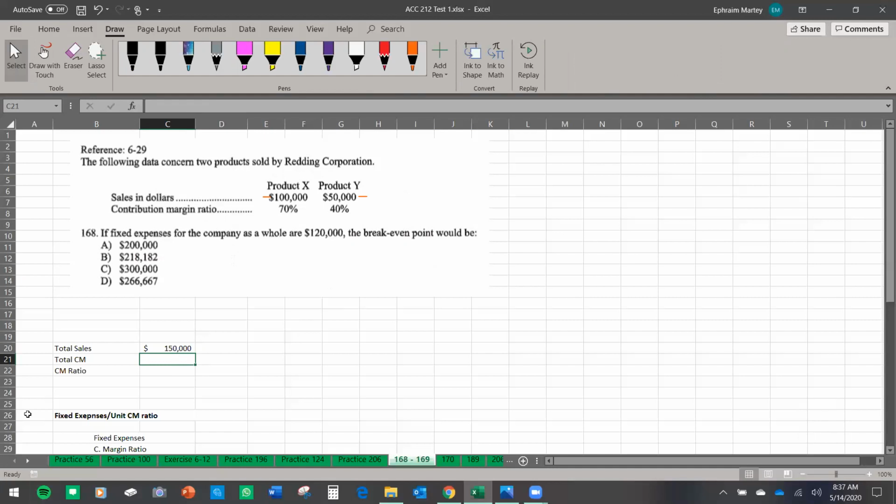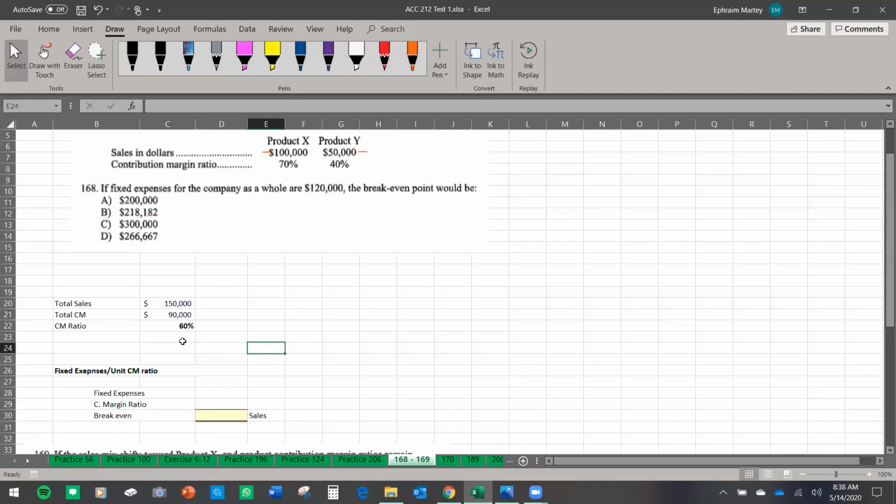So 70% of 100,000 and 40% of 50,000. This is how you're going to do that: 0.7 times 100,000, plus you open parentheses again, 0.4, 40%, times 50,000, and you close parentheses. So that gives you total contribution margin of 90,000. Now what is our contribution margin ratio? This one divided by that is 60%. So our CM ratio is 60%.